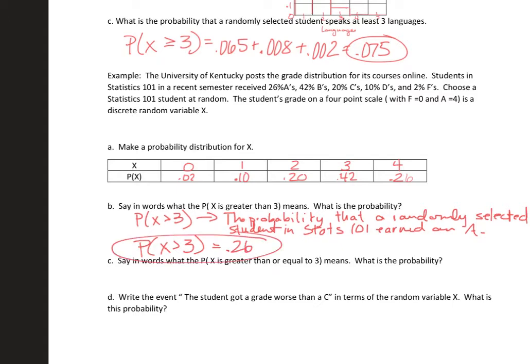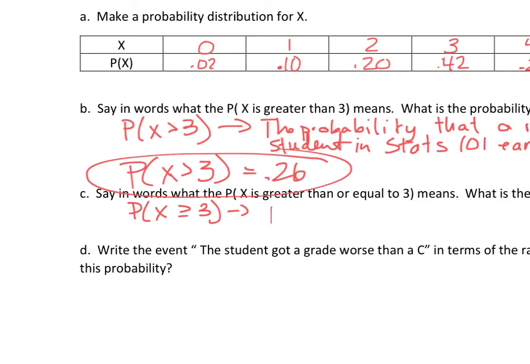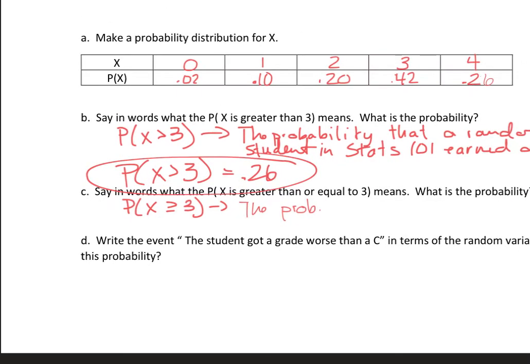Okay, what if we switch it up a little bit, and ask what's the probability that it's greater than or equal to 3? Just putting an equal sign on that inequality changes the situation. This time we are allowed to include a B. So it's whether the person earned an A or a B. So the probability of earning, we'll shorthand this one, an A or B.